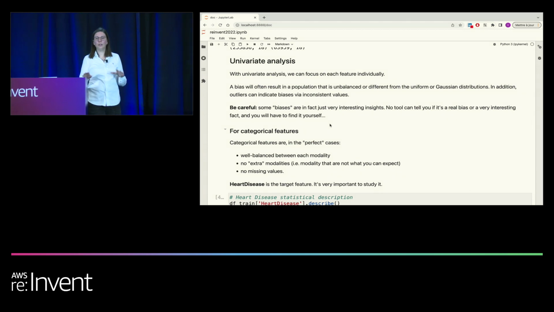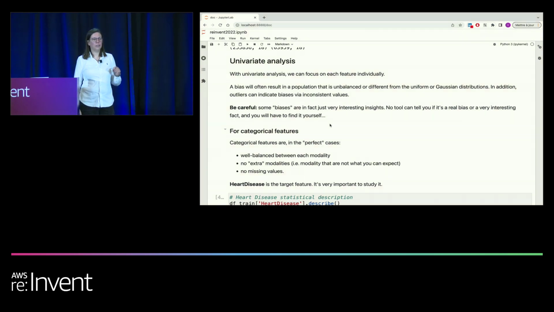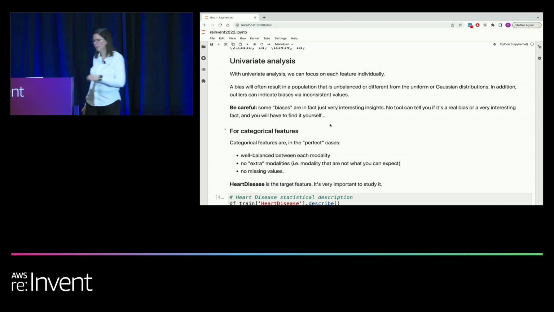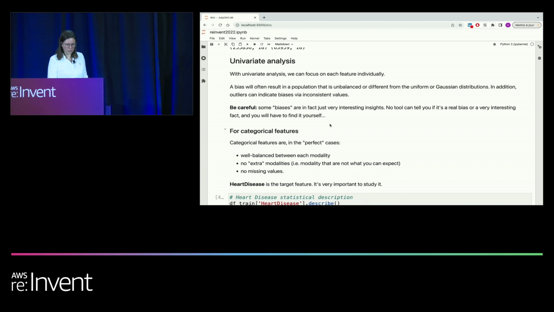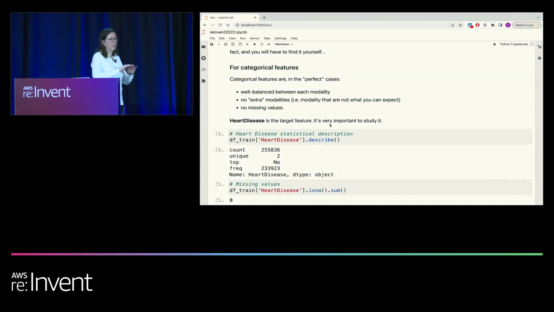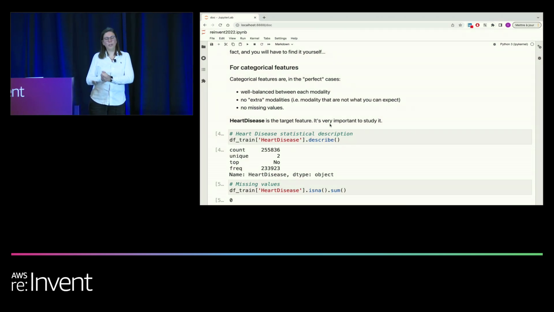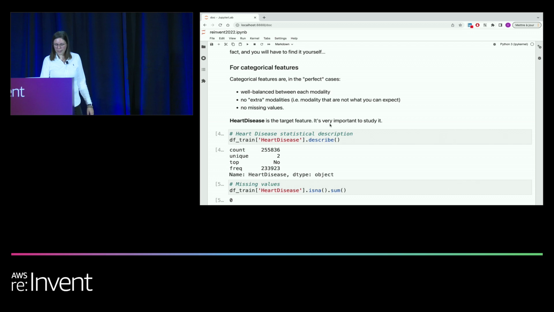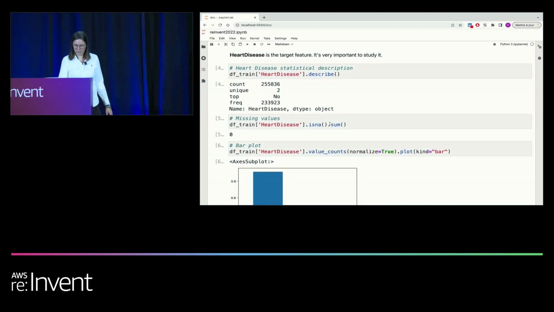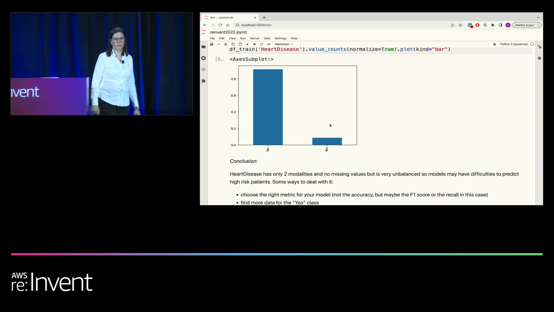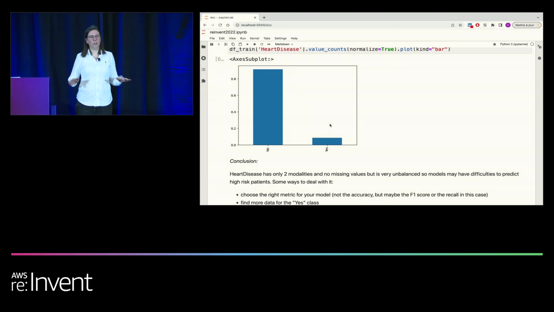The first statistics are univariate analysis. This means that you will look at each feature one by one and see if there may be some problem with that. For a categorical feature, it is very easy. You are trying to find a well-balanced distribution, something that is very uniform between every modality, and you understand every modality that you have, and you have no missing value, so something very classical. If we look at the target feature, which is the heart disease, we can see that. I was searching for something very balanced, very uniform, and I've got that.